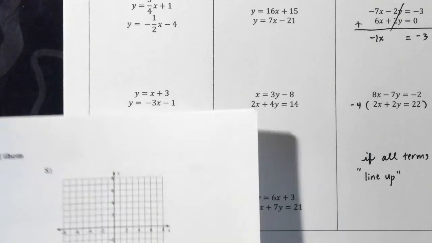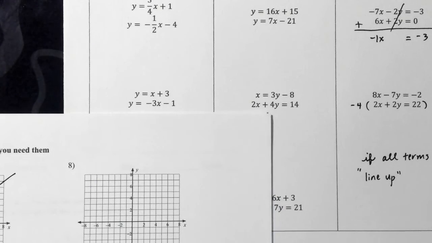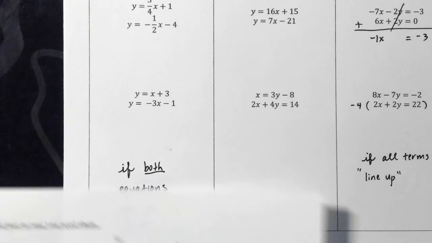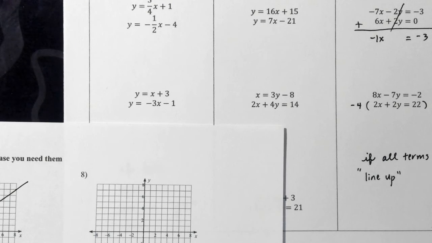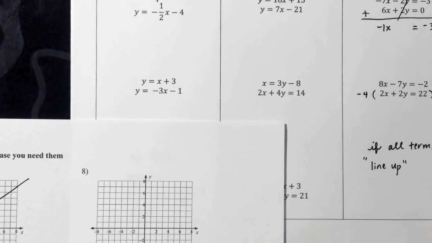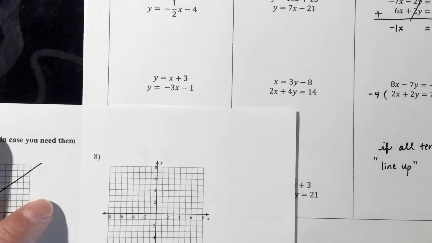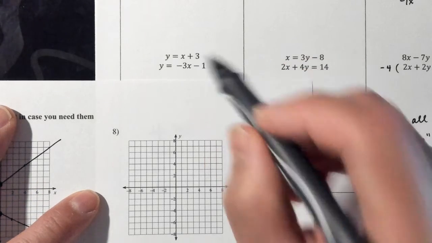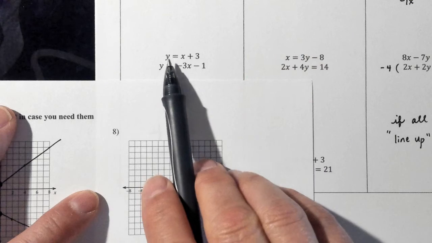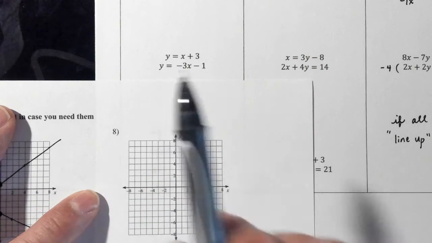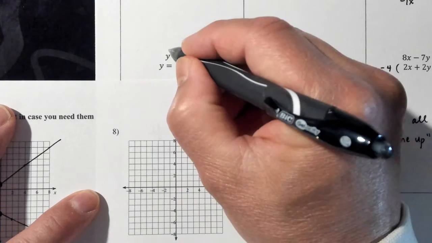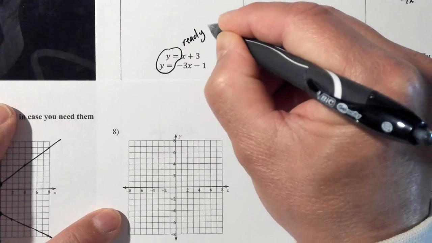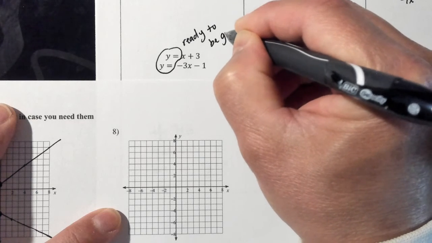Let's see, what else? This one is easy to graph. If you don't have graph paper though, then you might want to watch my video on how to turn 2 sheets of regular notebook paper into graphing paper. So again, the numbers are relatively small. Number one, both equations are y equals, so they're ready to be graphed.